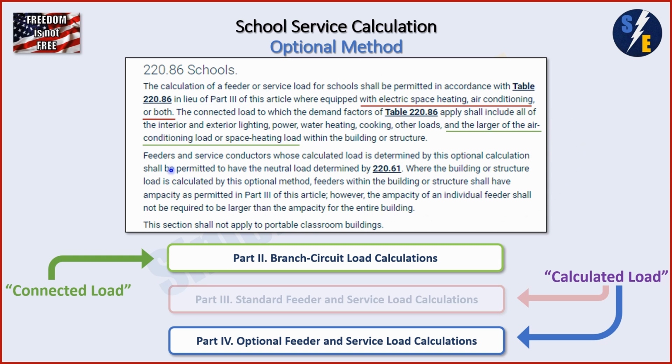Now this next section here says the feeders and service conductors whose calculated load is determined by this optional calculation shall be permitted to have the neutral load determined by 220.61. We're not dealing with neutral loads in this video. We can find that in another video. And it says where the building or structure load is calculated by this optional method, feeders within the building or structure shall have ampacity as permitted in part 3 of this article. However, the ampacity of an individual feeder shall not be required to be larger than the ampacity for the entire building. That doesn't matter to us here in this video because we're just dealing with the feeder service calculation, not the internal feeders of the building.